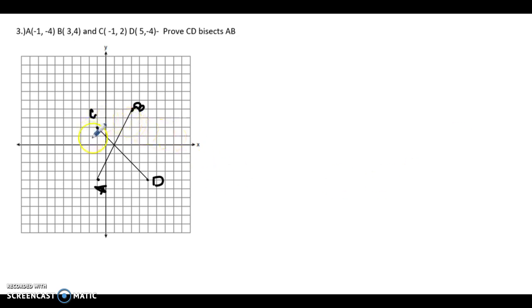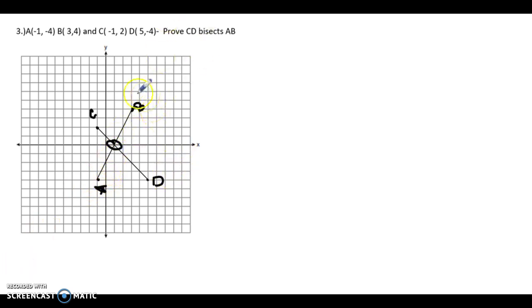Now take notice that CD clearly is not cut in half. I'm just trying to prove that AB is cut in half. And if AB was cut in half, then the point that they cross at should be the midpoint of the segment AB. So I'm going to try to verify that by finding the midpoint from A to B.